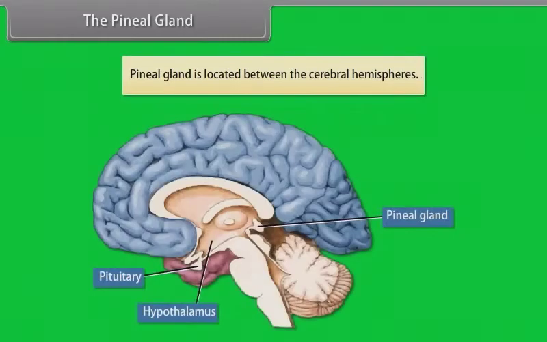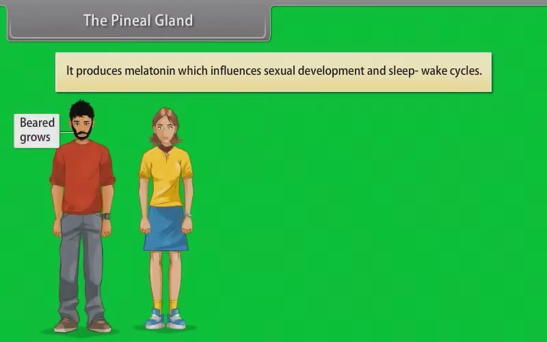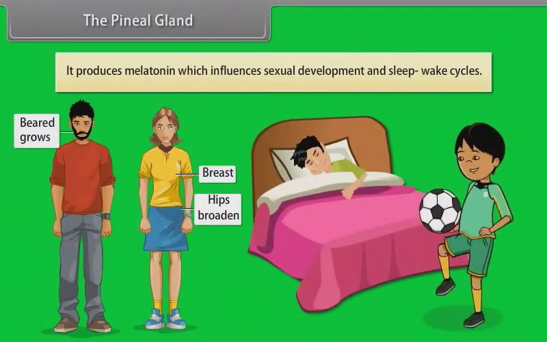The pineal gland. The pineal gland is located between the cerebral hemispheres. It produces melatonin, which influences sexual development and sleep-wake cycles.